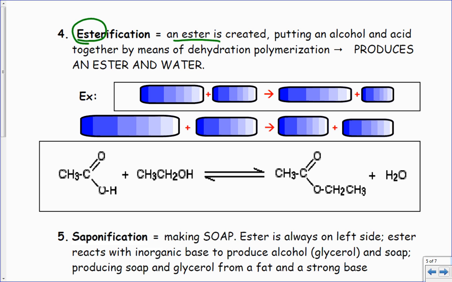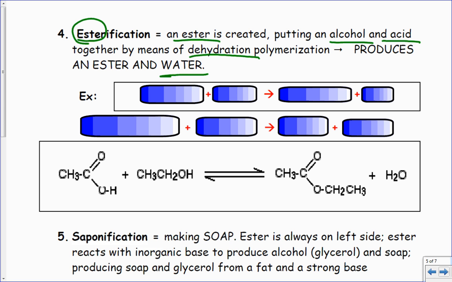What you need to be able to tell me or help figure out is that the ester is either on the product side, or you see that I take an alcohol and an acid, and then it does a dehydration, which means it removes or produces water. Okay, so that's what that means.